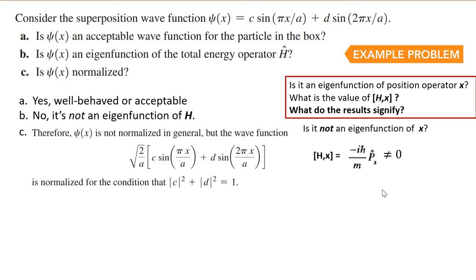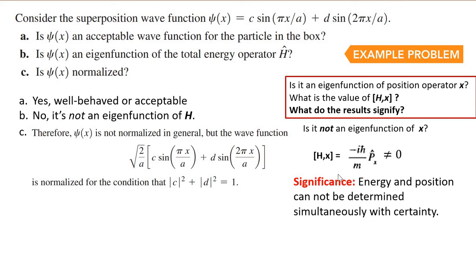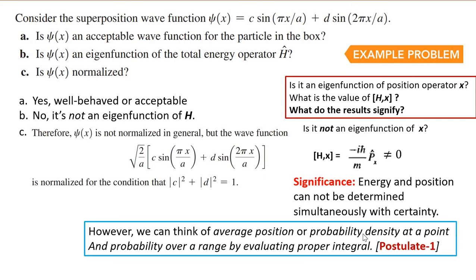So what do the results signify? It signifies that H and X, that means energy and position, cannot be determined simultaneously with certainty. So we know the commutator, how they are related to the uncertainty principle. In the last class we have discussed that.